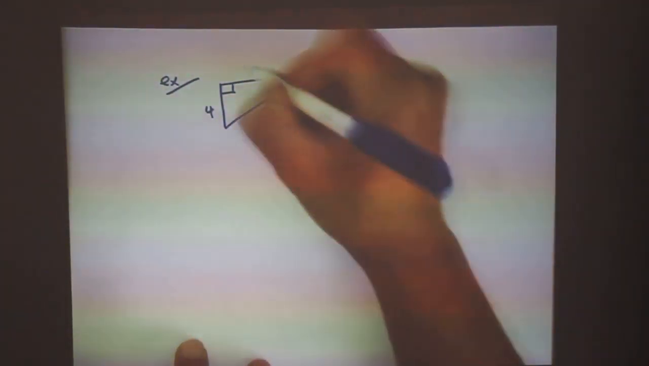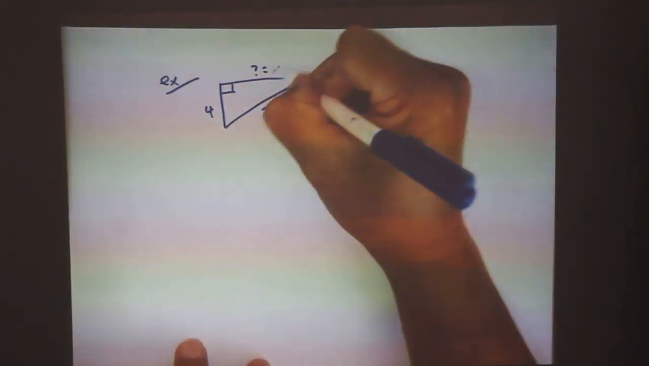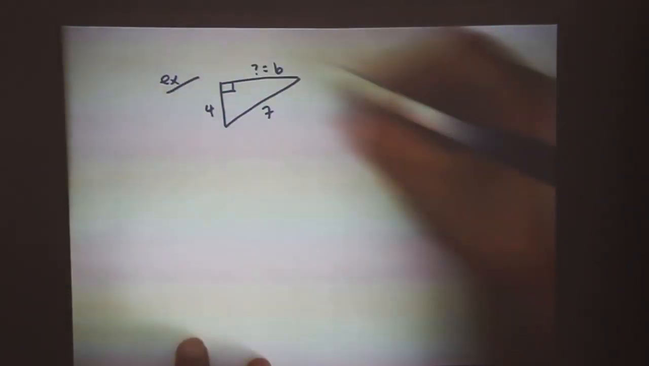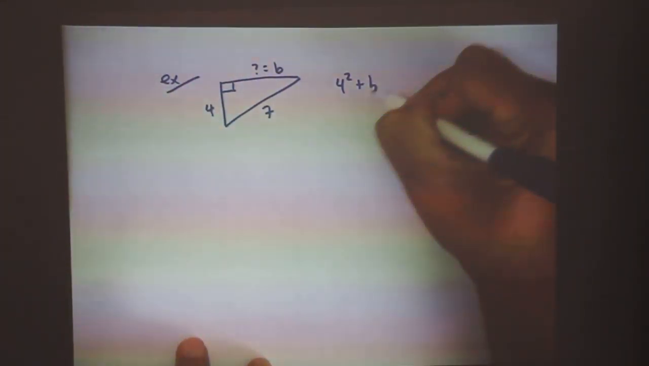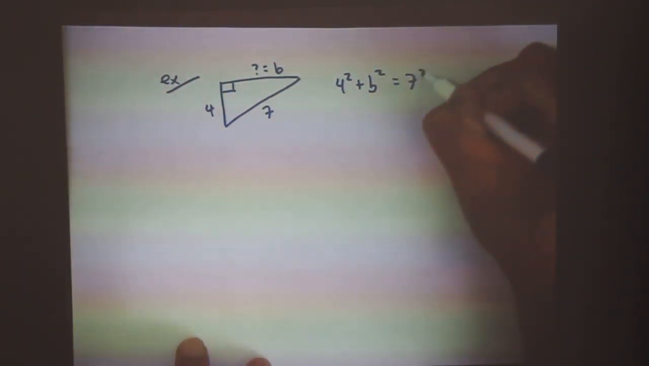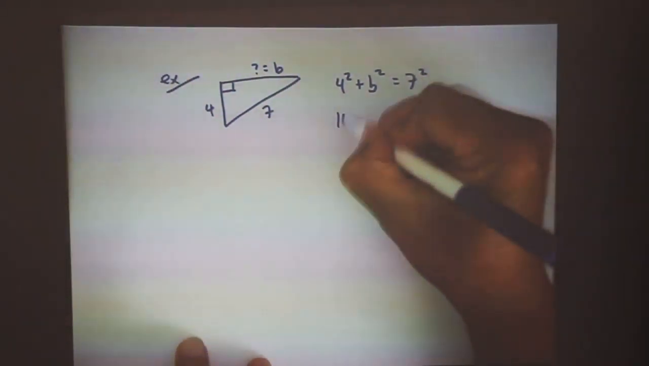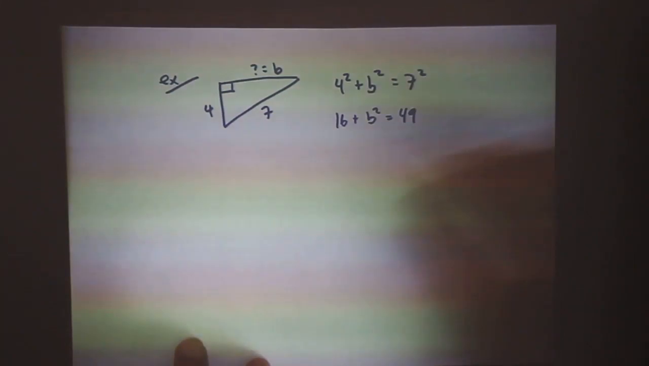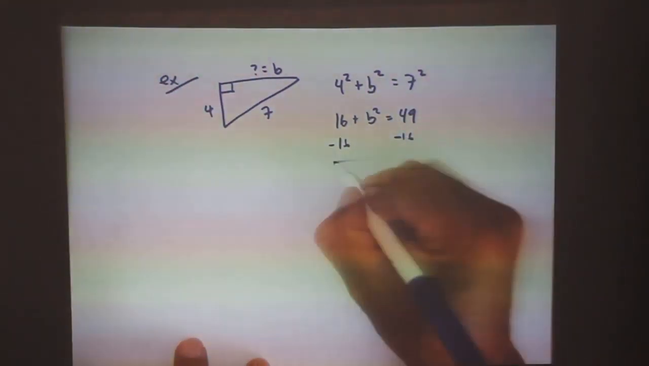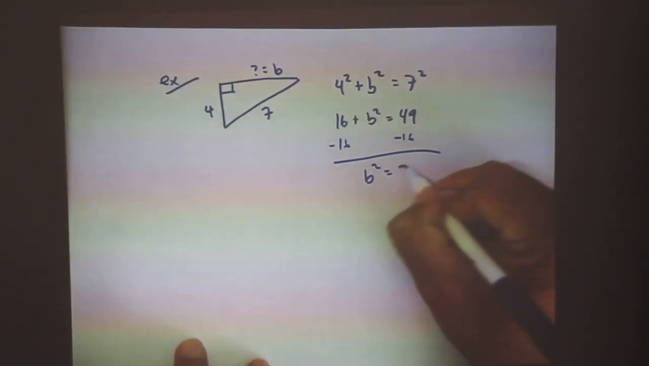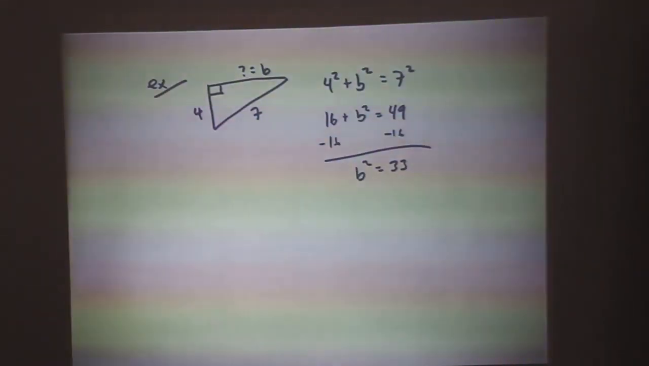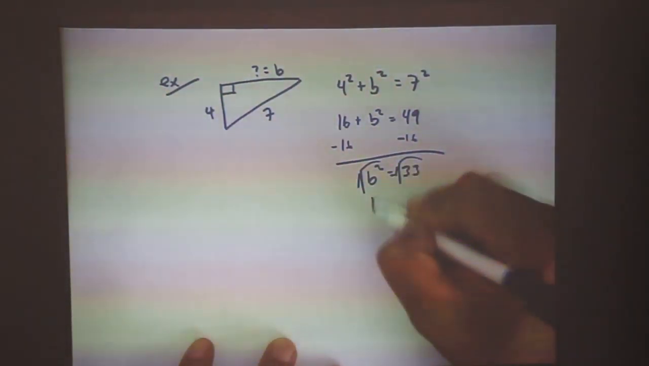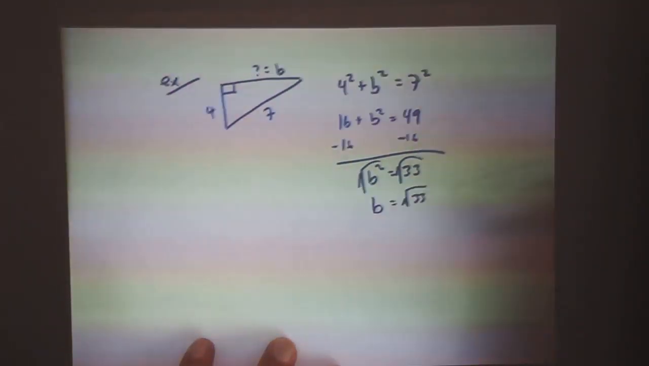For example, this one, we're going to find this missing side here. We can call this b for the sake of discussion. And if we apply Pythagorean's theorem, again, it's leg squared. So 4 squared plus b squared is equal to 7 squared. That's 16 plus b squared is equal to 49. And we subtract 16 from both sides. So b squared is equal to 33. And then we're going to take the square root of both sides. So b is equal to the square root of 33.